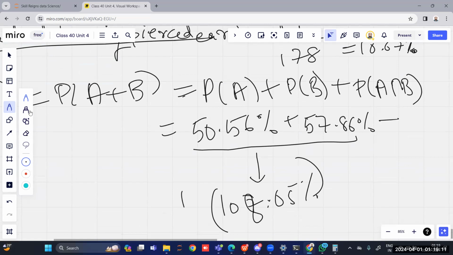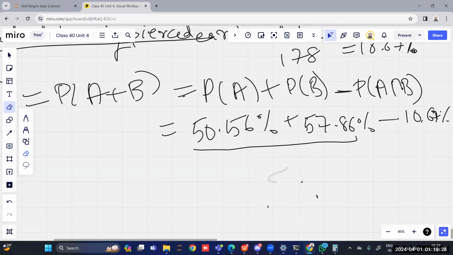Oh, I have put plus. It's not mutually exclusive. Yeah, correct. It's not mutually exclusive. You can get an idea from there also. Minus. What is the intersection? 10.67%. I'll erase this also.